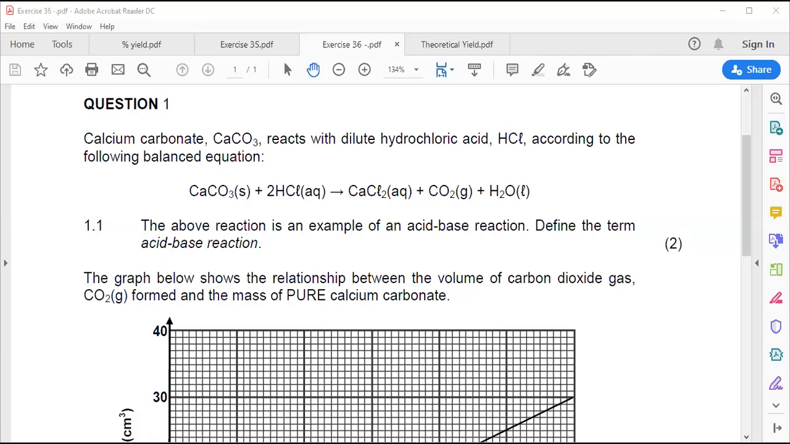My system is kind of freezing. I'm not sure why. It is a reaction in which a proton is transferred. By proton we mean H plus. That's proton. My system is getting slow. I'm not sure why.